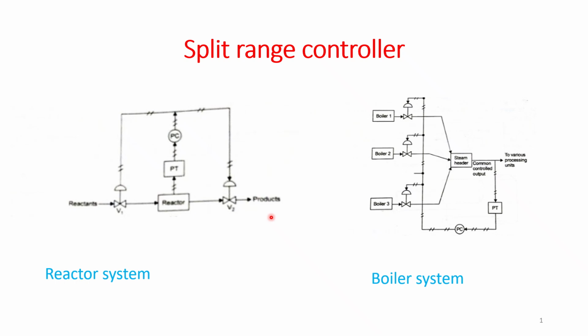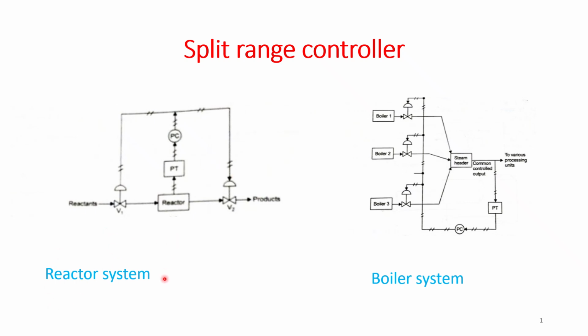For example, one person controlling many things at the same time is an example of a split range controller. So this will be a powerful controller. At the same time, one controller should give instruction to many final control elements.